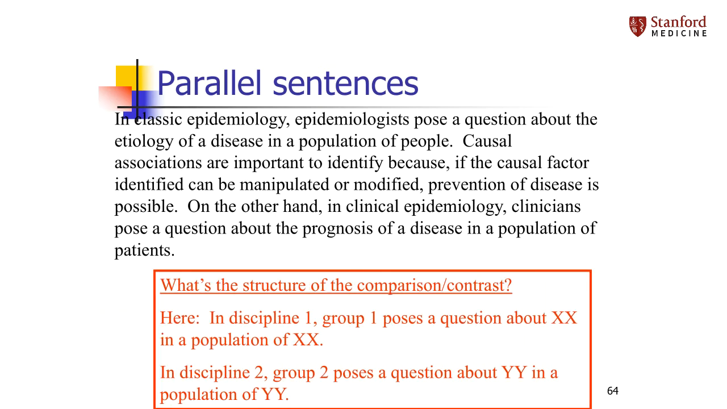Notice the parallel structure. What we get is in discipline 1, group 1 poses a question about X in a population of people. And that's very similar to what we get later. We get some interim garbage here, but then we get to, in discipline 2, group 2 poses a question about Y in a population of patients. So we have this nice parallel structure that's going to help with paragraph flow. And notice there's a transition phrase here. On the other hand, we don't really need that transition phrase because we can use the parallel structure to help with flow. We're just going to need to bring it out a bit more.